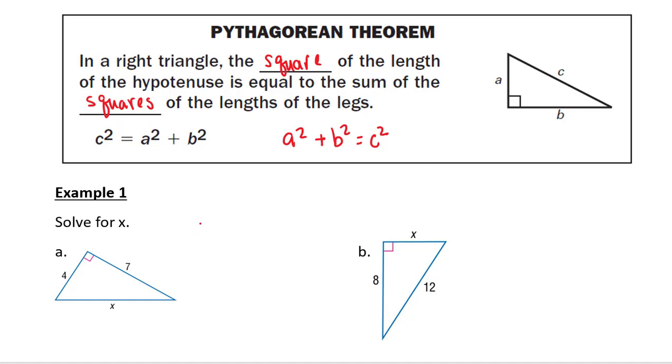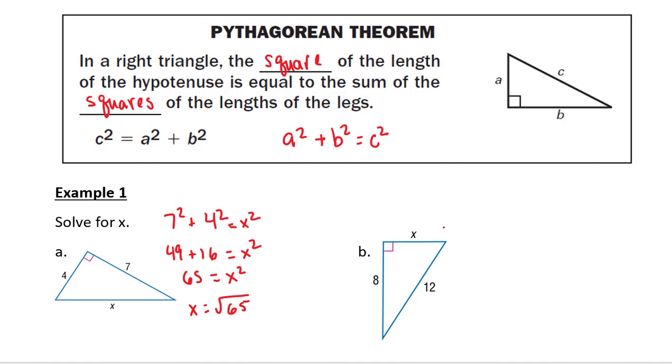Okay, so solving for x in this first example. One leg squared plus the other leg squared equals x squared. So 49 plus 16 equals x squared. I have 65 is equal to x squared. X is equal to the root of 65.